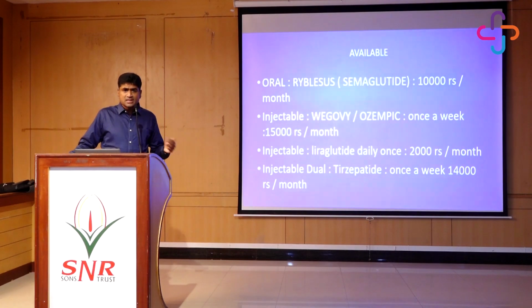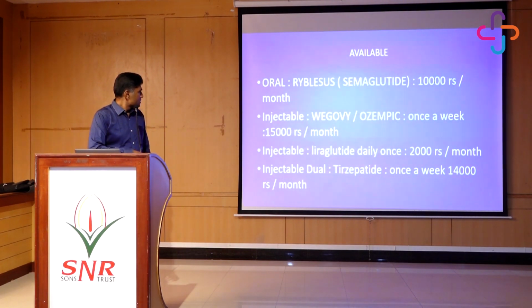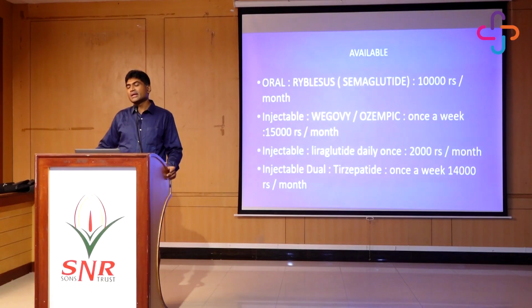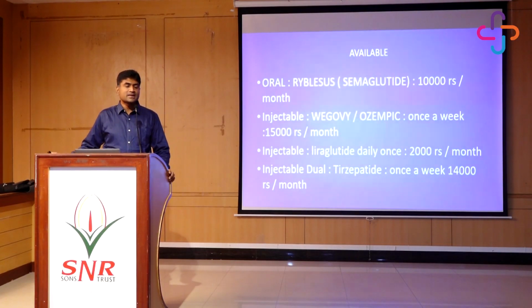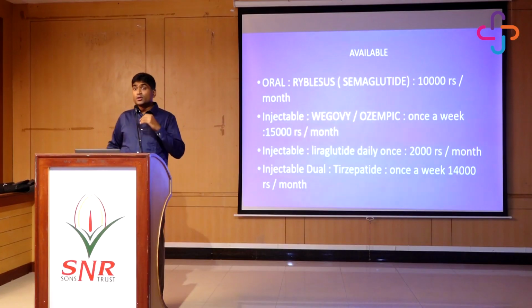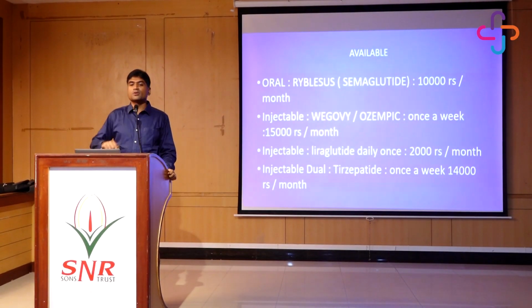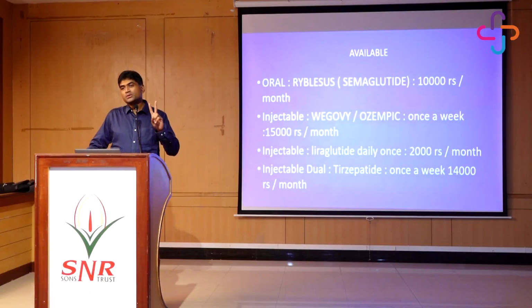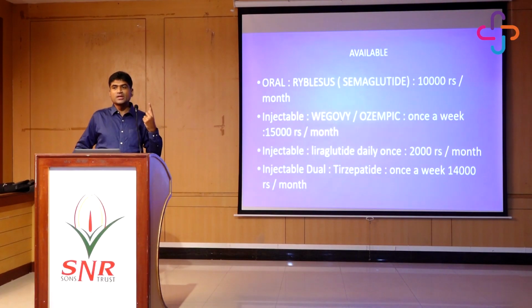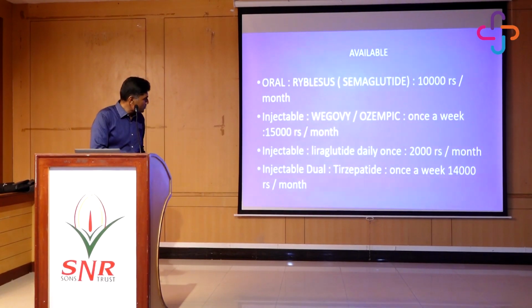And another one just came 3 months back, an extremely potent drug. Tirzepatide, you would have heard the name Mounjaro. Once a week, around 14,000 per month. It's a dual drug. It contains a GLP-1 analog plus another molecule also. This is the one and only such molecule in the world, developed by the company called Lilly, the largest company in the world.